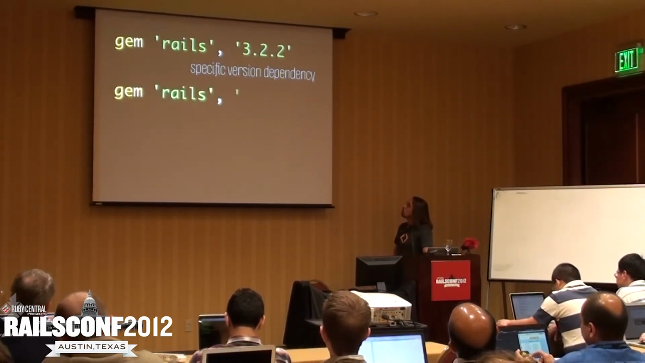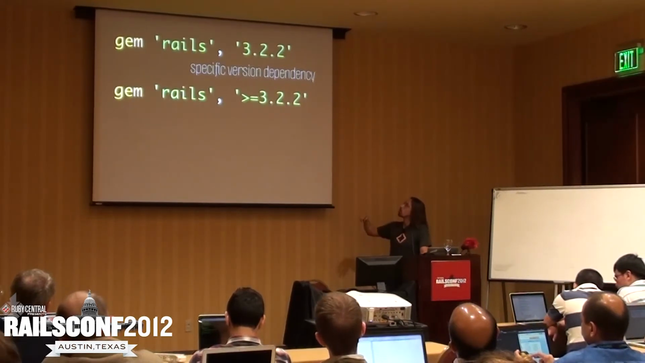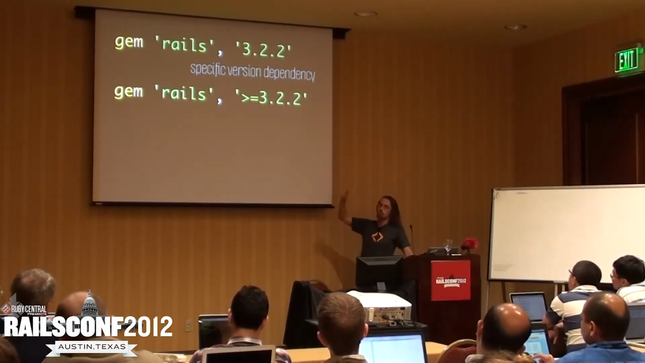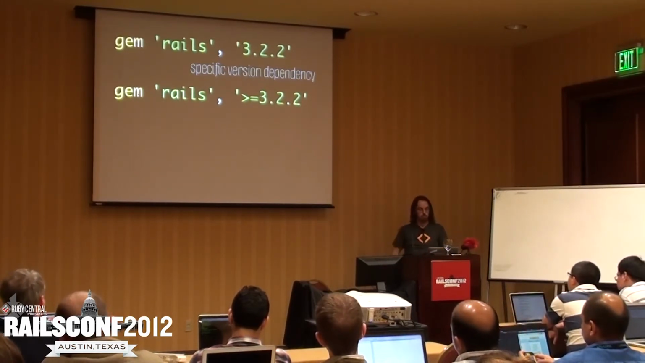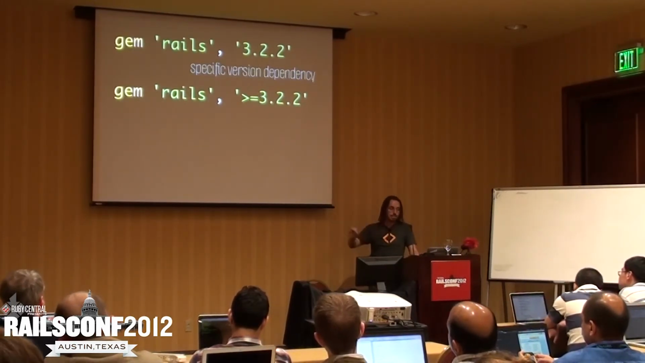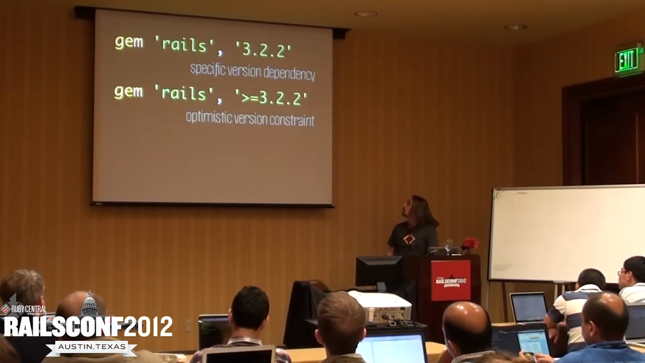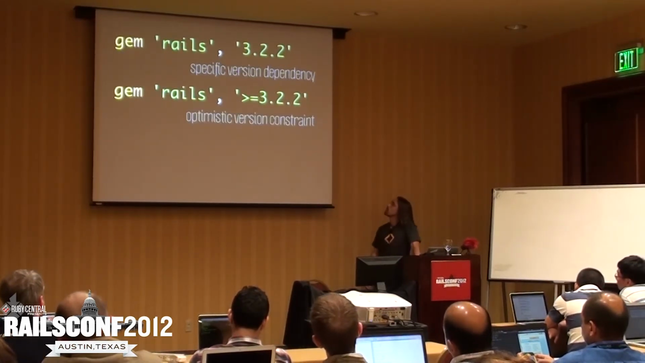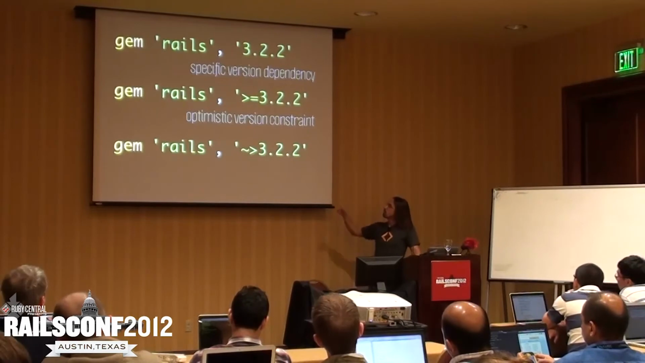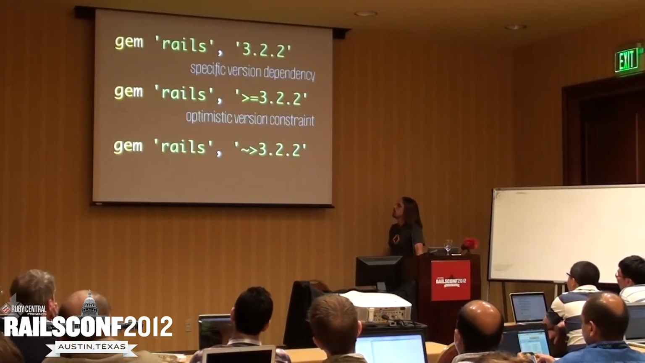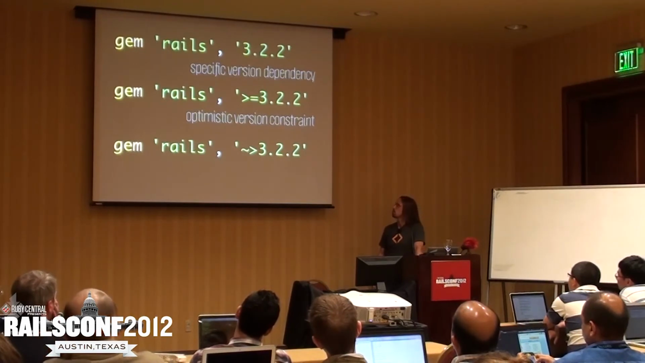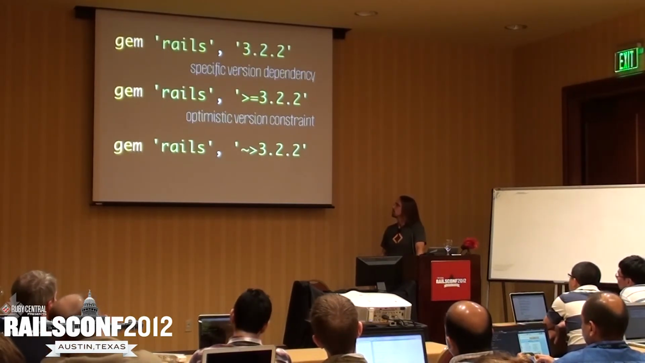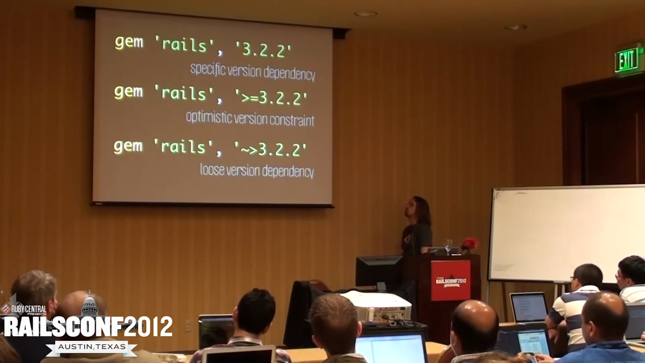There's another way to set your dependency by saying greater than or equal to 3.2.2. So if it's 3.2.2, it's fine. If it's greater, it's fine. We'll just update. We don't really care as long as it's at least 3.2.2. That's the optimistic version constraint. And then finally, there's this squiggly guy over there, the tilde. He has another name in the documentation, but I think it's been changed. I'll skip it. You guys can figure it out. That is a loose version dependency.